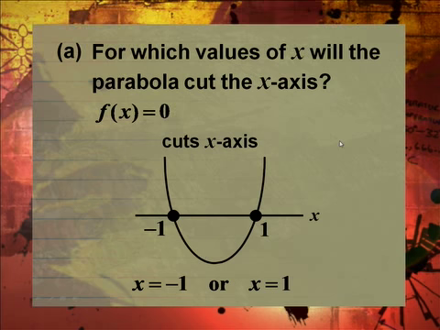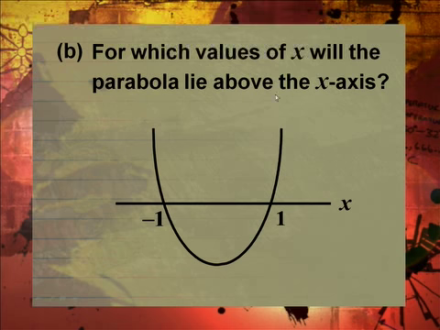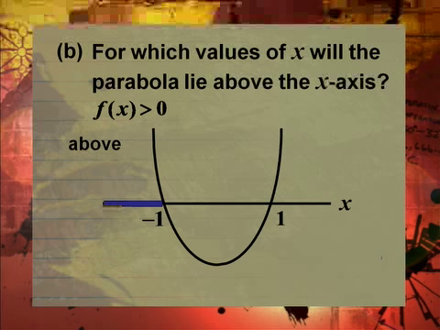Now let's change a little bit. For which values of x will the parabola lie above the x-axis? Now listen to me carefully. To the left of minus 1, the parabola is lying above, and to the right of 1, it's lying above. For all the x's to the left of minus 1, it's above, and then we say x is less than minus 1.